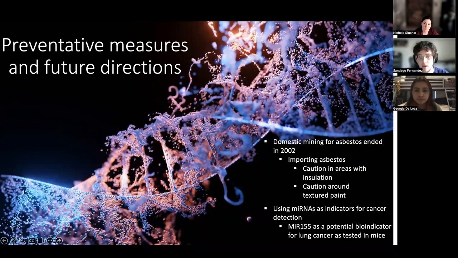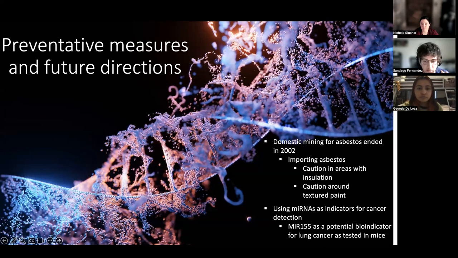So overall, regarding the correlation between miRNAs and asbestos and the prevalence of these two factors in cancer, specifically, as we mentioned, mesothelioma, it's no question that their relationship has been extensively proven. Domestic mining for asbestos here in the US was finalized in 2002. But of course, there have been many cases of importing the material. So albeit it's not mined anymore here in the US, it of course is still very prevalent in our society.